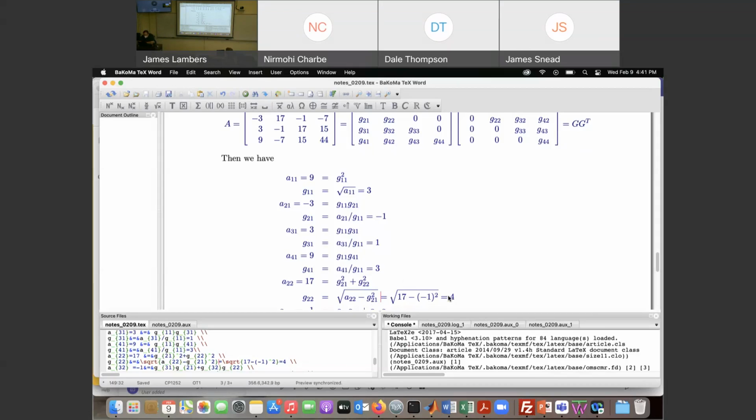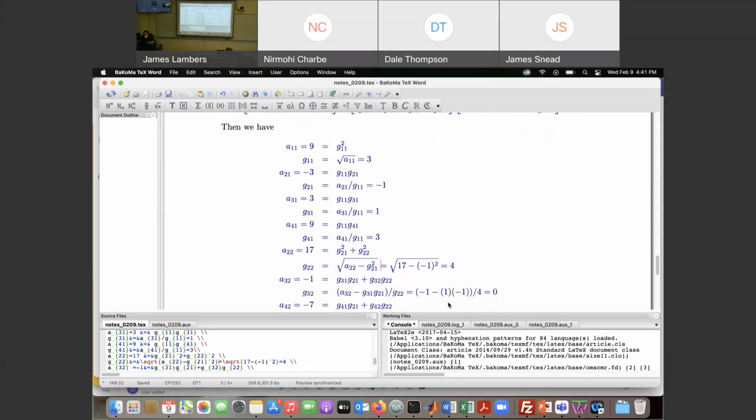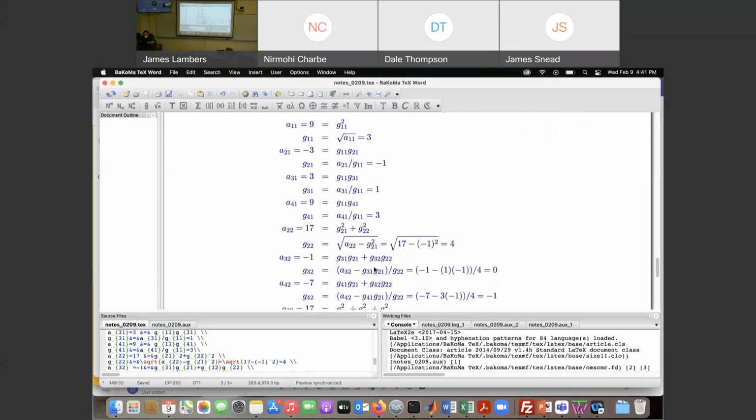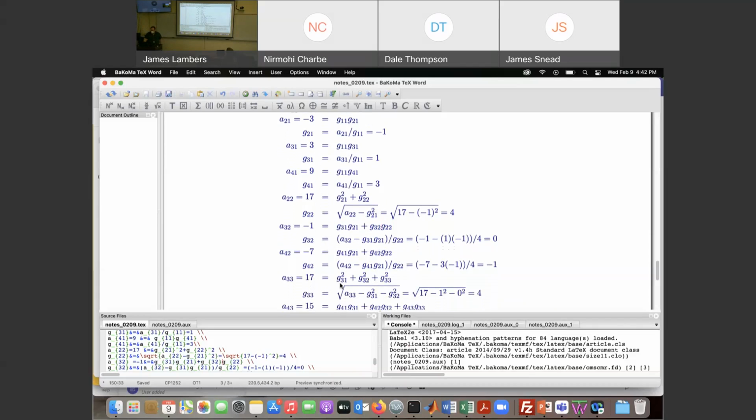Now I have my 2-2 entry, and then I go down the second column, and here I have a formula for the 3-2 entry of the product GG transpose. And I know everything in this formula except for G32, because these were computed from the first column. I have a diagonal entry already, I just don't have this. So I rearrange this equation and solve for G32. So again, dividing by the diagonal entry, it just has to subtract something off first. So when I finish off the second column, going all the way down, then I get to the third column, I have a sum of squares.